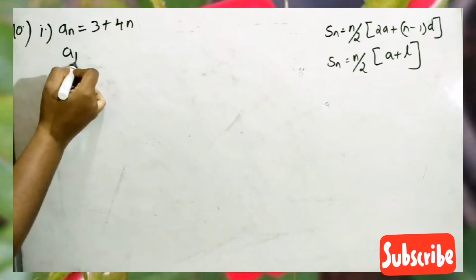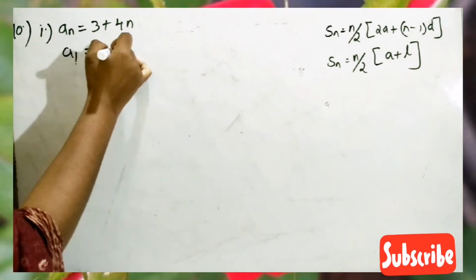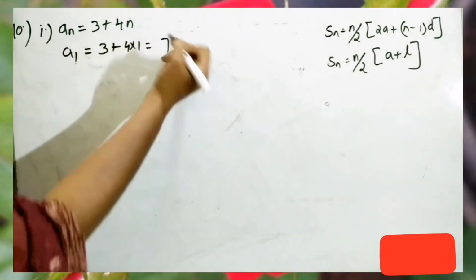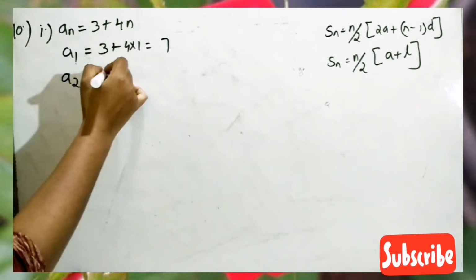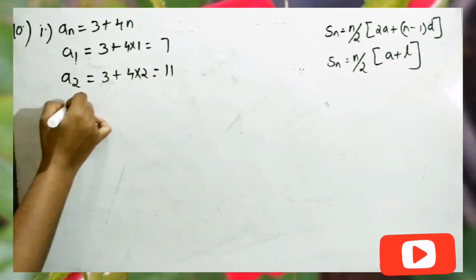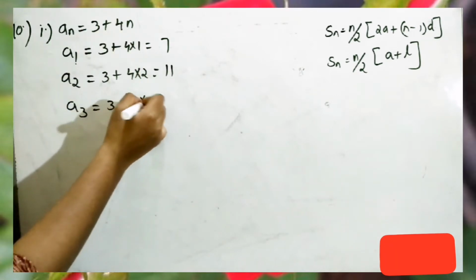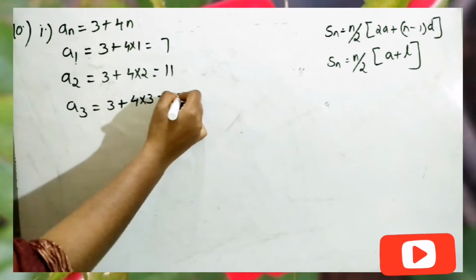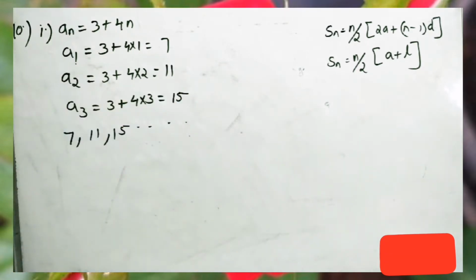Here we have n and here we have 1. So a1 means in this expression just put n is equal to 1, that is 3 plus 4 into 1 is equal to 7. Now a2 means just put n is equal to 2. So 3 plus 4 into 2 is equal to 11. In a3 put n is equal to 3. So 3 plus 4 into 3 is equal to 15. Now 7, 11, 15, etc. We need to check whether it forms an AP or not.